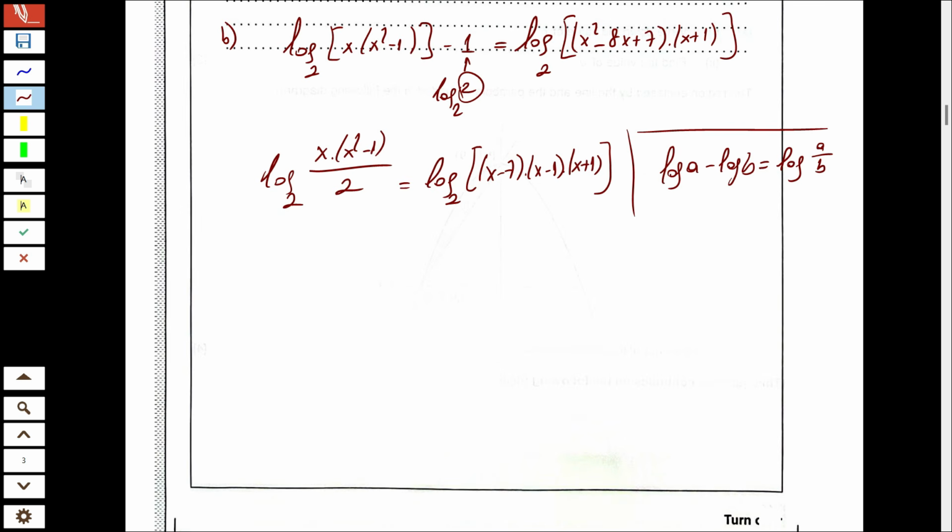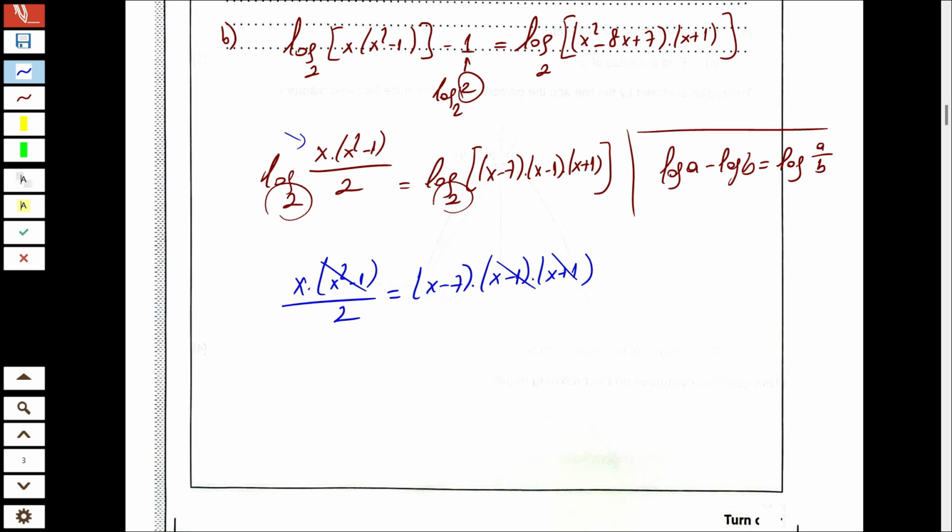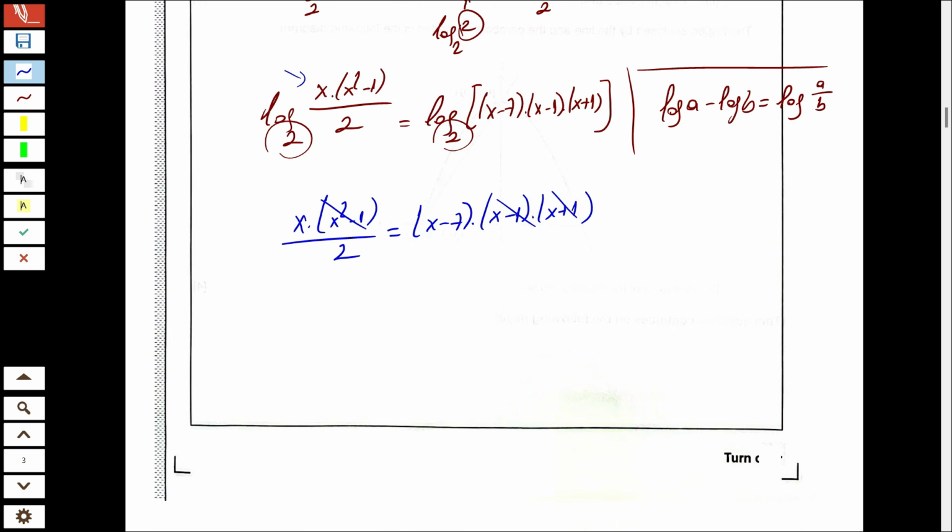From here, you can say that since the logarithms have the same base, the expressions equal each other. I will just write an equation between these expressions. x times, yeah, this one, divided by 2, equals x minus 7 times x minus 1 times x plus 1. We can also cancel x squared minus 1, and when you multiply both sides by 2, you will see that x equals x minus 14. From here, you can see that x equals 14.